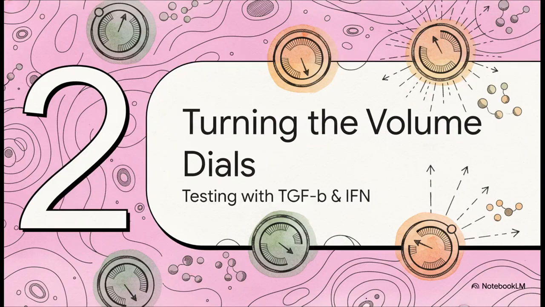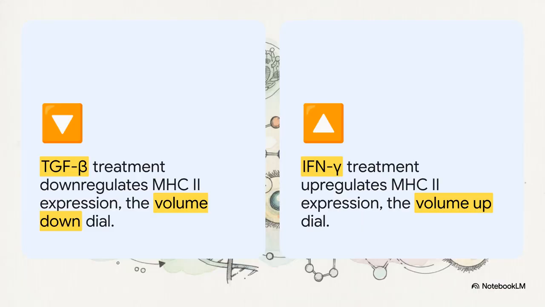Section 2. Turning the volume dials. To really nail down the identity of the target, the investigators used what we can think of as cellular volume dials, basically specific chemicals used to manipulate the cell's environment. They brought in two agents for this. On the left, we have TGF-beta. This acts as the volume down dial. It actively downregulates, or removes, MHC II expression on the cell surface.